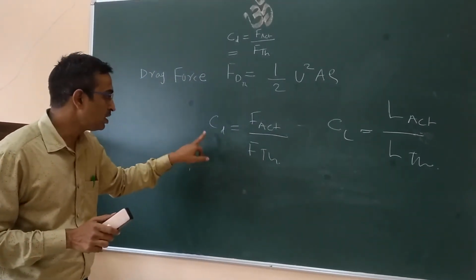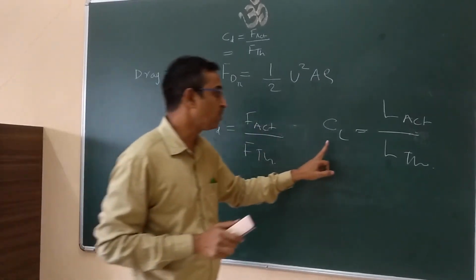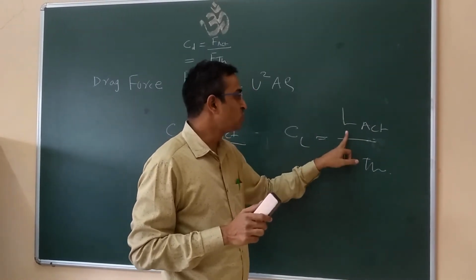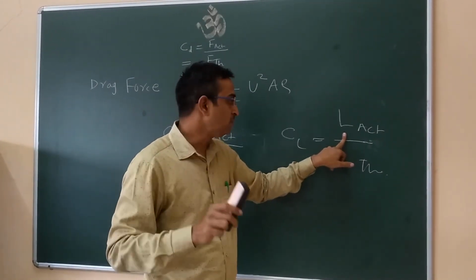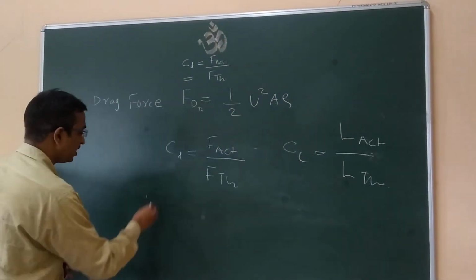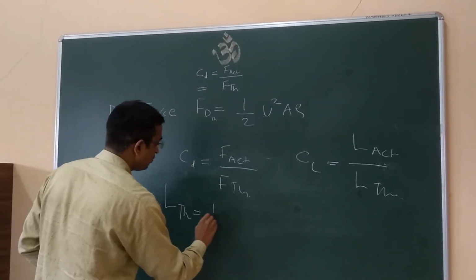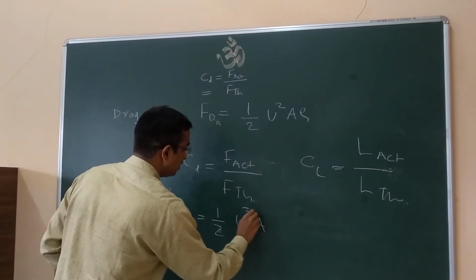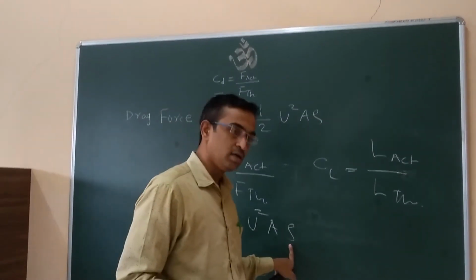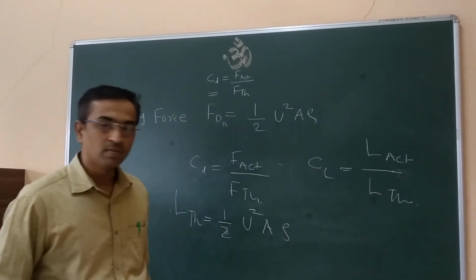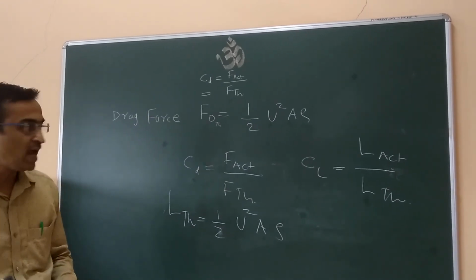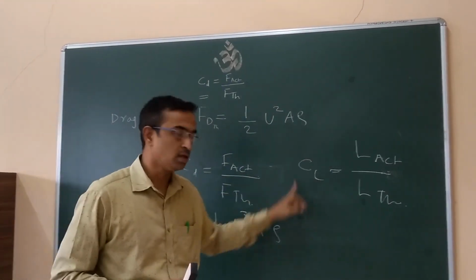So this is nothing but the coefficient of drag, and in the same way we are going to calculate the coefficient of lift. Again we take the actual lift reading from the machine and divide it by the theoretical lift. Lift theoretical uses the same formula, 1/2 U square A rho. U is again the wind velocity, A is the projected area, and rho is the density of the wind. So this is our aim, to calculate the coefficient of drag and coefficient of lift. Okay, that's all.